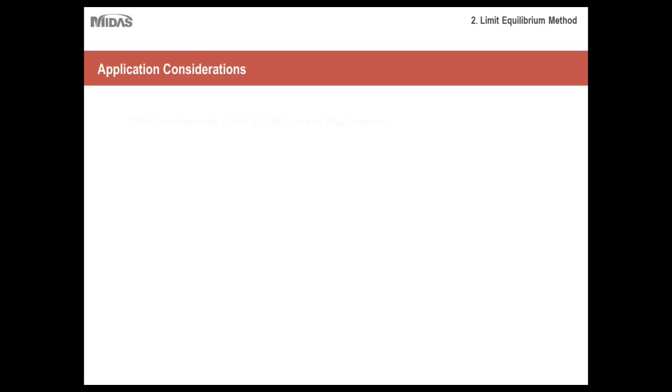Okay, so now let's review some application considerations. The LEM, or limit equilibrium method, cannot provide stress distribution and displacement. So that's one of its shortcomings. Although it's excellent for efficiently calculating your factor of safety for your slopes, you can't calculate the deformation of the slope itself, as well as how the stress is distributed along the soil elements.